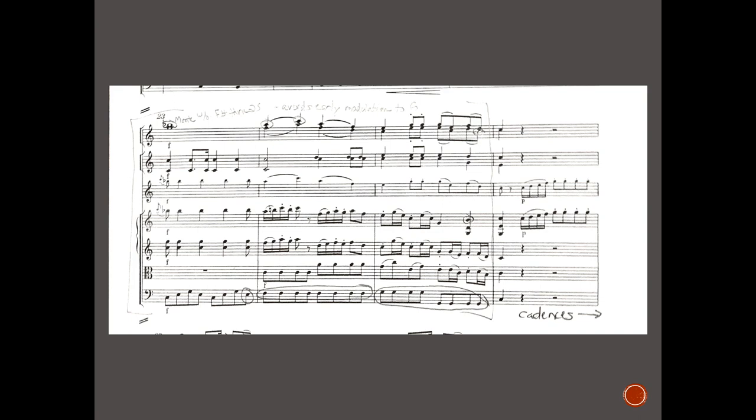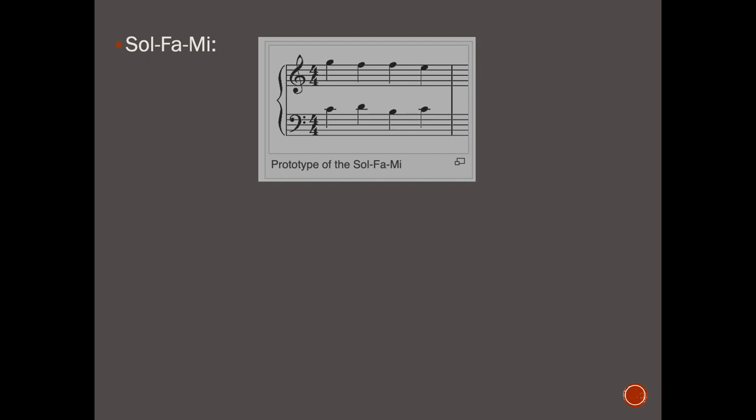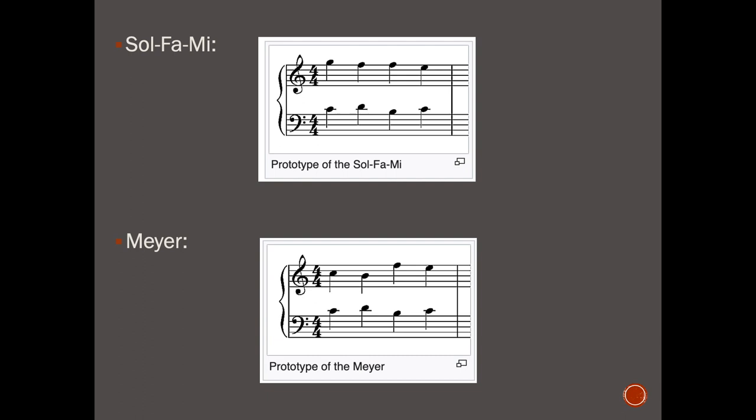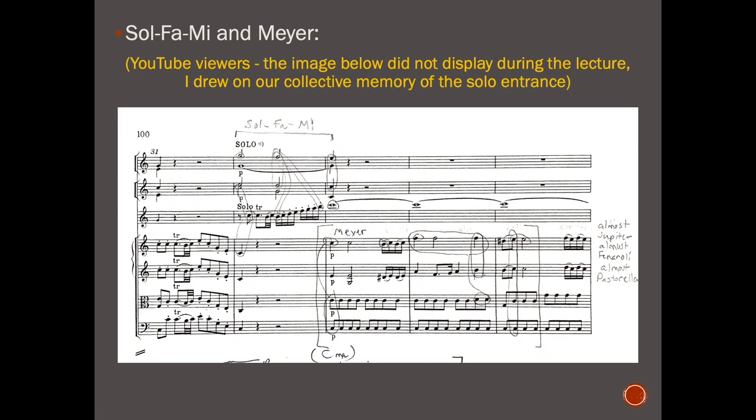Okay. Then we move on to the entrance of the solo part with a Sol-Fa-Mi schema. And so this example here, we are in the key of C. The Sol-Fa-Mi obviously comes from the soprano line, from the top line. And then also, nearly in the same entrance with the orchestra, we're going to get a Meyer, which looks like that. These are the prototypes. These are the idealized versions that we are looking for. We have to find those within the other notes. So, we'll get to those.